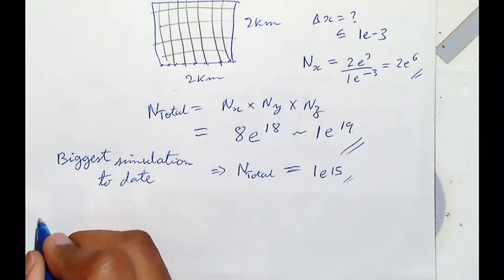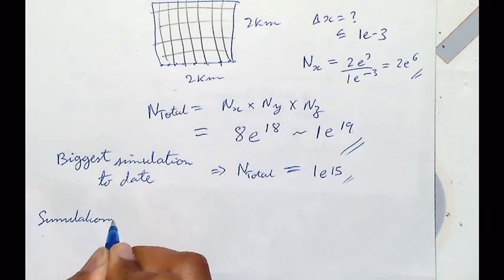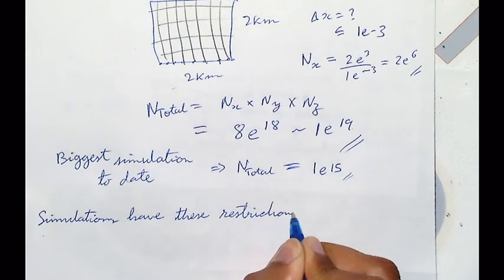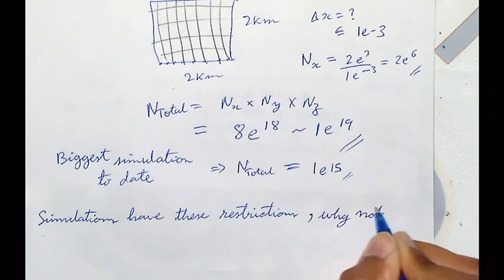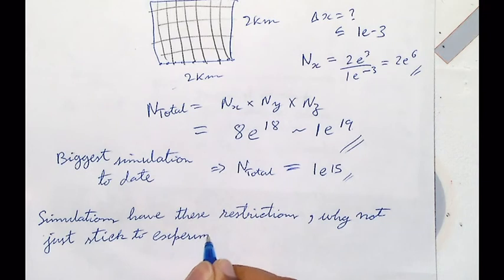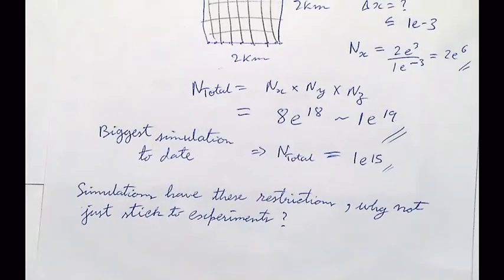That's an important question. So simulations have these restrictions. Why not just stick to experiments? So for 2 kilometers, you want to experiment at 1 millimeter resolution, you have the data? Fine, not 2 kilometers, let's say something smaller. 1 meter by 1 meter. That is doable?